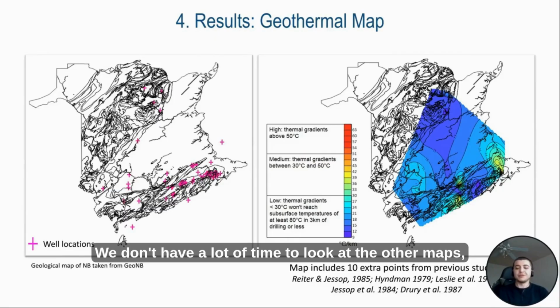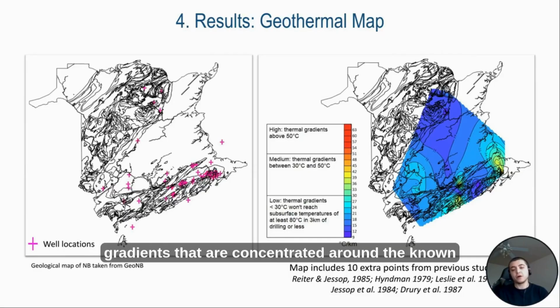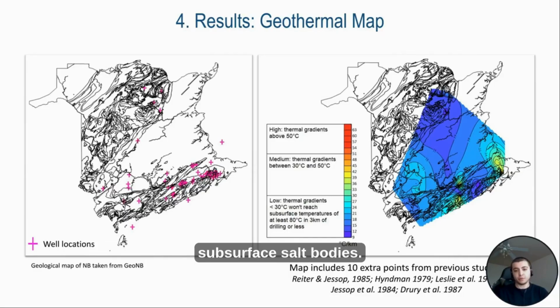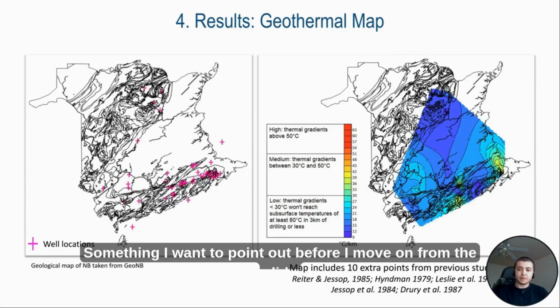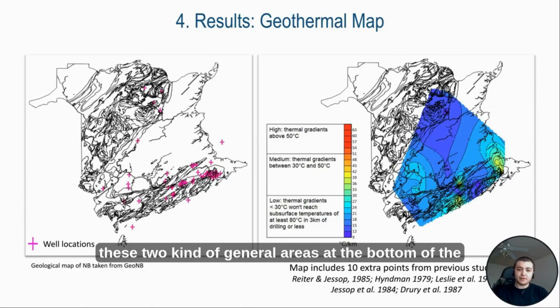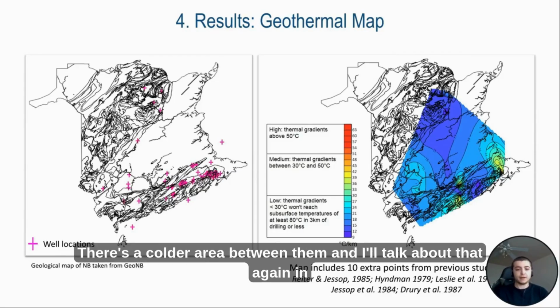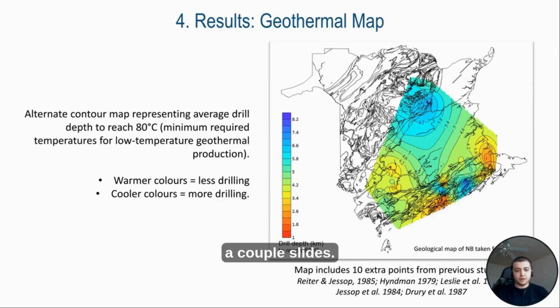We don't have a lot of time to look at the other maps, but suffice to say that regardless of what we did, we came up with basically the same picture every time and the same areas of interest of slightly higher thermal gradients that are concentrated around known subsurface salt bodies. Something I want to point out before I move on from this slide is these two general areas at the bottom of the map with elevated thermal gradients that are not connected in the middle. There's a colder area between them, and I'll talk about that again in a couple slides.